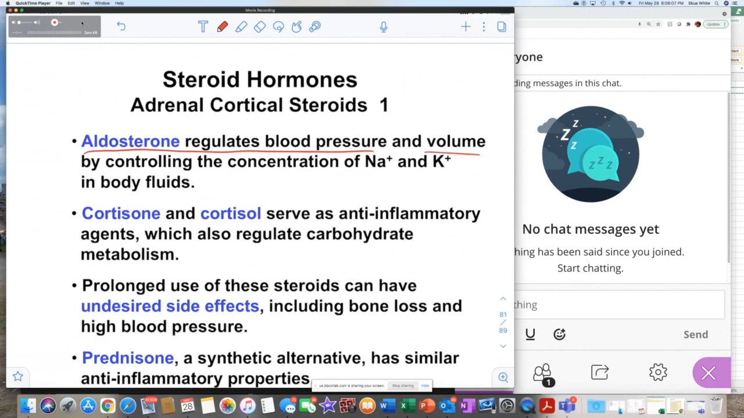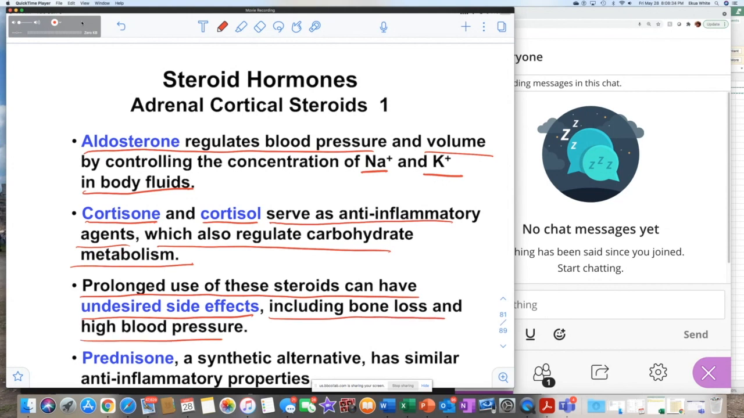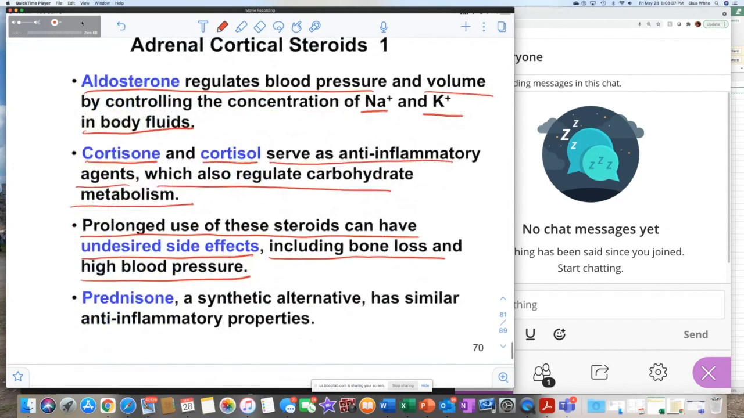Aldosterone regulates blood pressure and volume by controlling the concentration of sodium ion and potassium ion in bodily fluids. Cortisone and cortisol serve as anti-inflammatory agents, which also regulate carbohydrate metabolism. So it's very important. That's why when you stress out a lot, sometimes stress can cause you to lose weight, because it causes imbalance in your hormones, and it can really mess you up. Prolonged use of these steroids can have undesired side effects, including bone loss and high blood pressure. Yeah, bone loss if it messes with your calcium ions too.